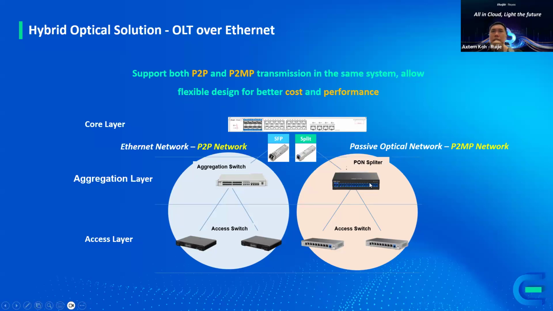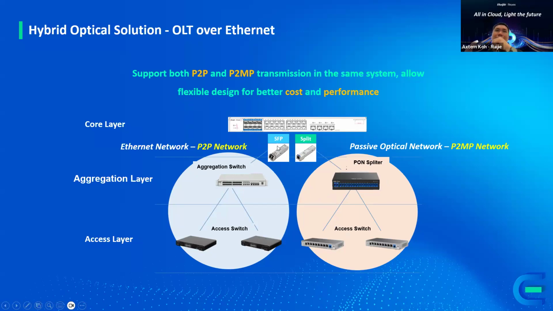But in the comparison between the aggregation layer and access layer, we have really simplified. We are using a passive splitter direct to the access switch. The access switch also comes with the PON port, with a single core of fiber. But for the traditional solution, you need two cores of fiber for each of the devices.